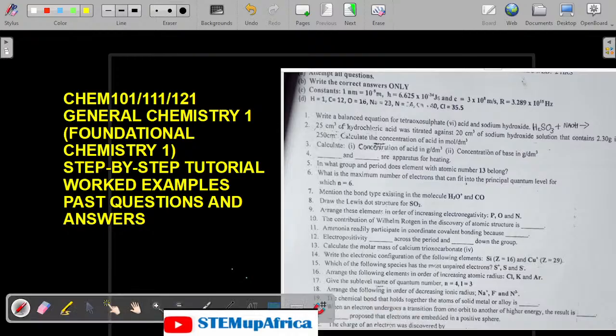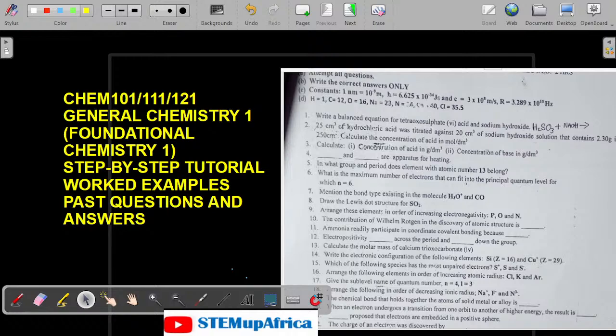Then question 20. When an electron undergoes a transition from one orbital to another of higher energy level, the result is absorption. It's the absorption spectrum, or absorption of energy. That is the answer.